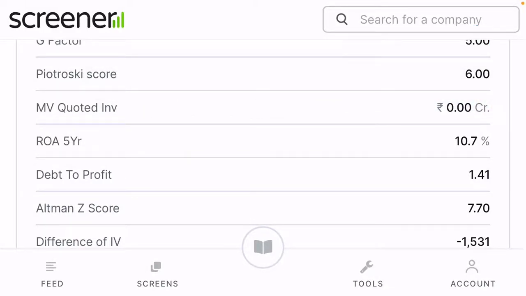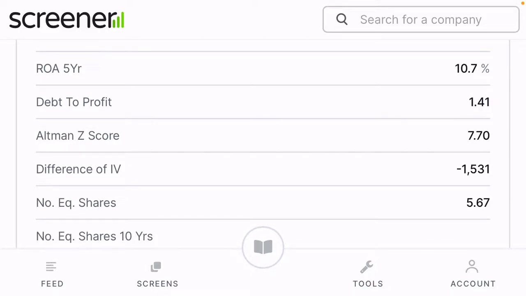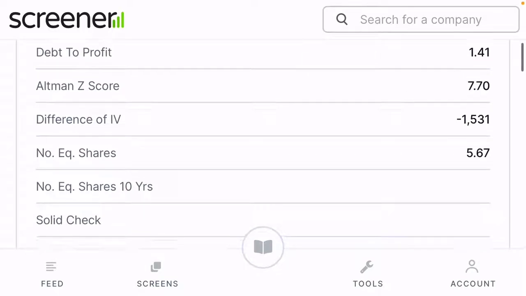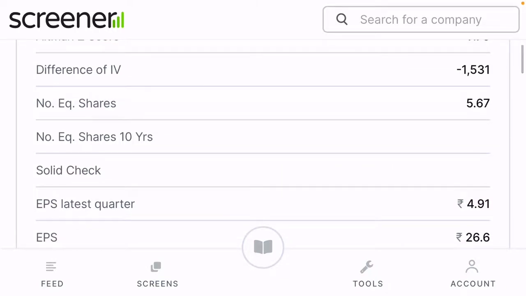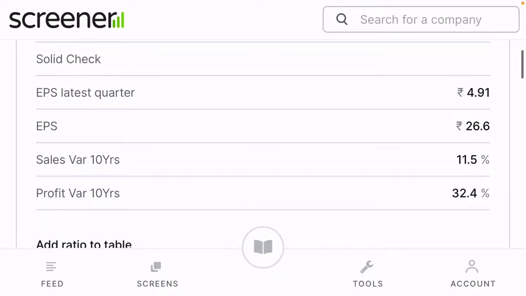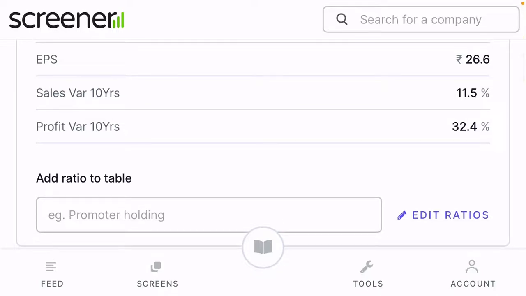Return on asset is 10%, which is also a very good sign. Debt to profit is 1.41, which is also good. It means the company has some borrowing but is paying it back very fast. That is the sign of this low debt to profit. Ultimate score 7 is a very good sign; whenever the ultimate score is more than 3, it is a good sign. Difference in IV is negative, showing that the current price is more than the company's intrinsic value. Number of shares just 5.67, and latest quarter EPS is 4.91, but EPS for the overall year is 26.6. Ten years sales variation is 11% positive, and ten years profit variance is 32% positive.